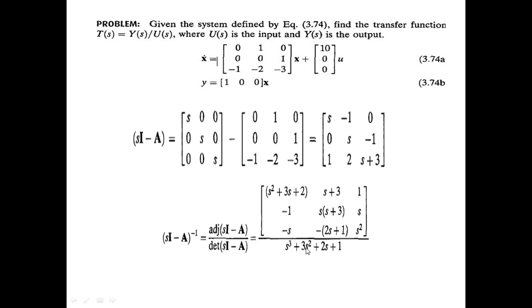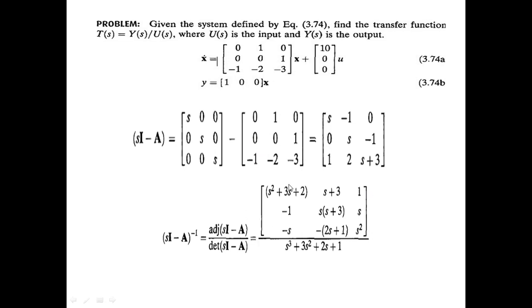For example, I have a 2 cross 2 matrix here. How do we find out the adjoint matrix? We interchange the diagonal elements. Once we interchange the diagonal elements from left to right, then we need to change the sign of the other diagonal elements. Similarly, for a 3 cross 3 matrix you need to do the same.